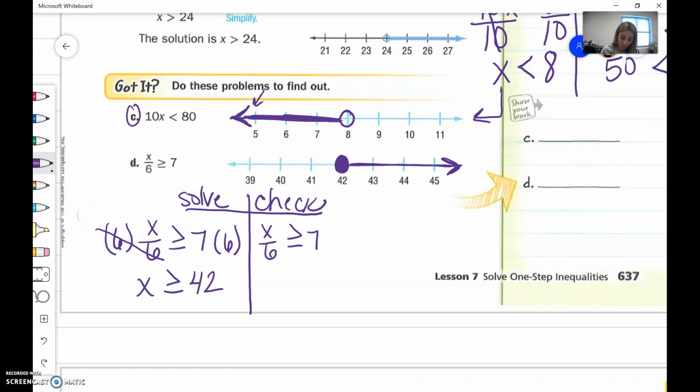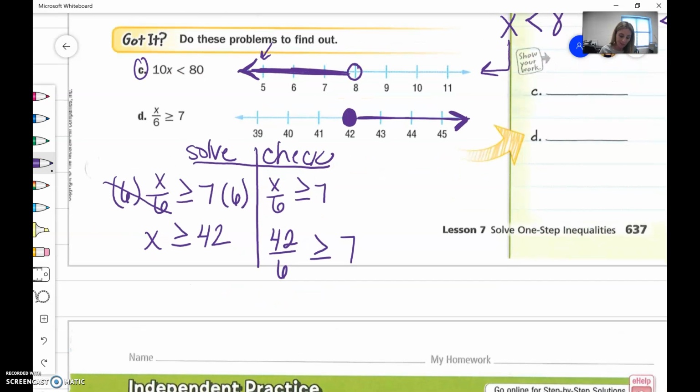So I'm just going to go ahead and pick 42 because it's showing on this number line. But just know that I can pick 48. I can pick 54. It doesn't matter. You can pick other numbers that are on this list because that's what that arrow implies. It's further on. So I'm going to take 42 and I'm going to go over 6 is greater than or equal to 7. So 42 divided by 6 is 7, and I get 7 is greater than or equal to 7. Is that true? Yes, it is.